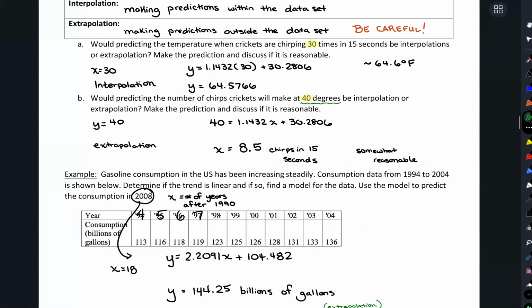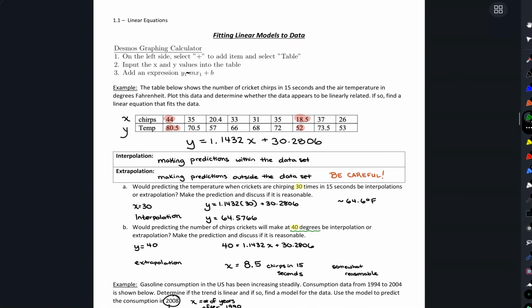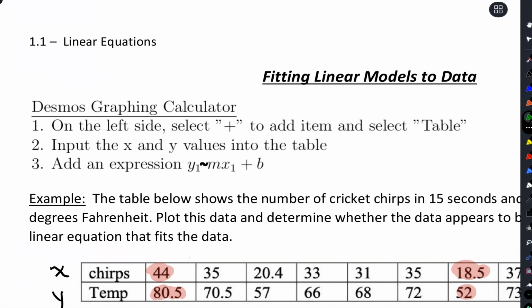All right, so that is making a linear model to fit data sets. And with that, we really are going to just focus on using the Desmos graphing calculator. Out there, there are calculations to find slope and to find the y-intercept, but we're just going to focus on using technology to get there.